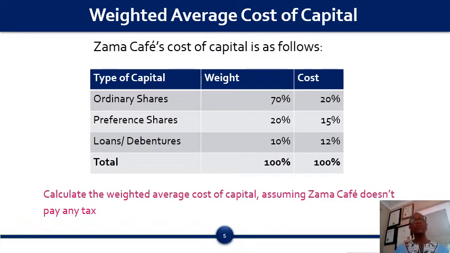So if we want to find the weighted average cost of capital, we also need to say what is the requirement from the ordinary shareholders. Ordinary shareholders require 20% as a cost, or a return, which is a cost to Zama Cafe. Preference shareholders require 15%, and the bank or debentures require 12% interest. How can we calculate the weighted average cost of capital for Zama Cafe, assuming there is no tax?